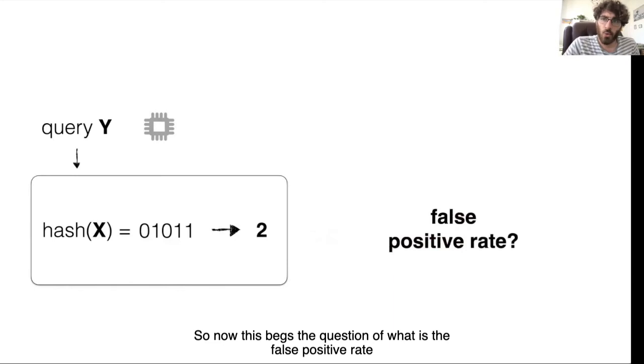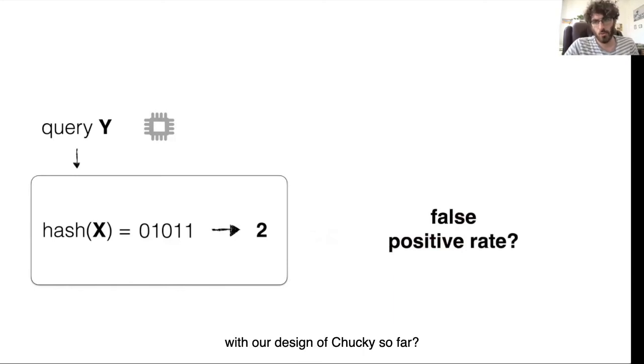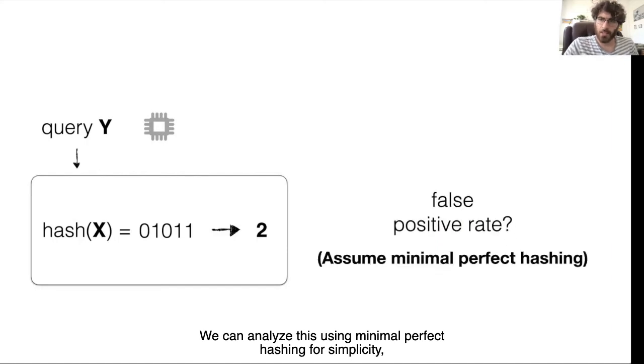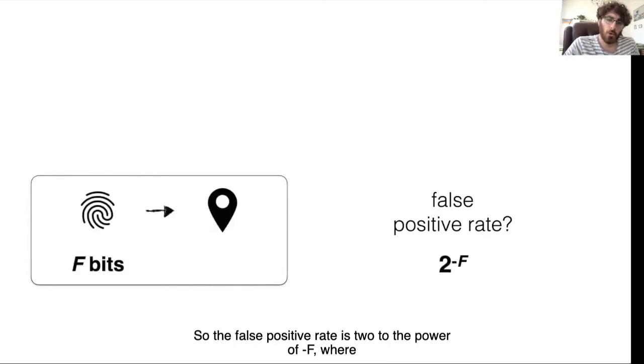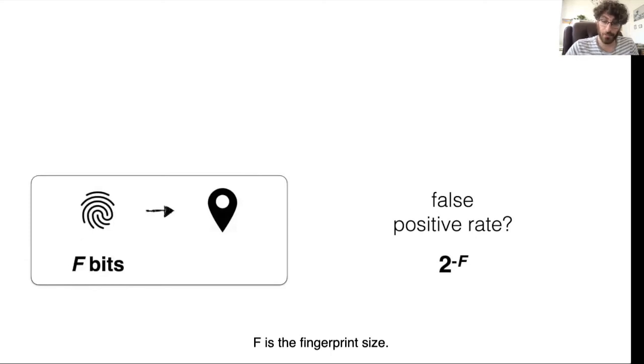So now this begs the question of what is the false positive rate with our design of Chucky so far. We can analyze this using minimal perfect hashing for simplicity, though in the paper we actually give a more precise analysis. So the false positive rate is 2 to the power of minus f, where f is the fingerprint size.